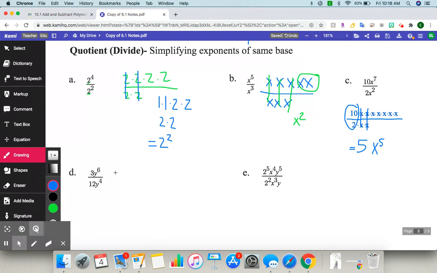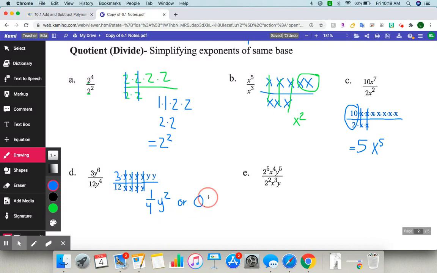In part D, we have 3 times 6 factors of y. So then 4 pairs of y divide out. So we're only left with 2 factors of y. And then 3 over 12. Well, that's not a whole number, so we can simplify that fraction as 1/4, or we could write it as a decimal value, which would be 25 hundredths. Or we could even write it as y squared divided by 4. All 3 ways work.